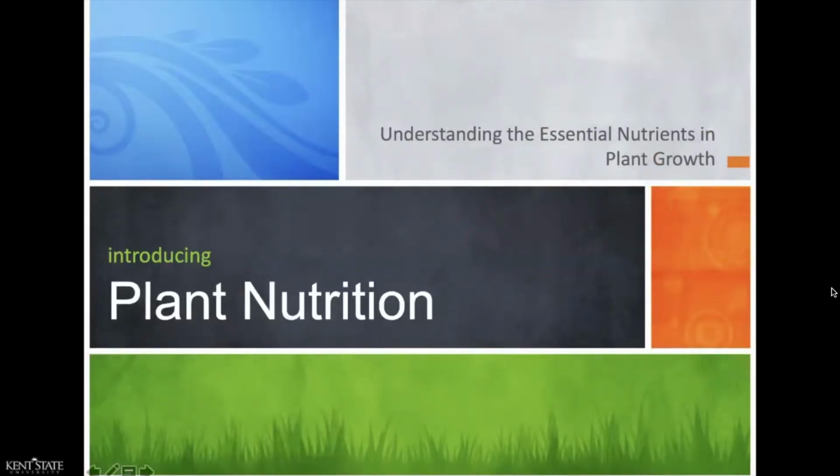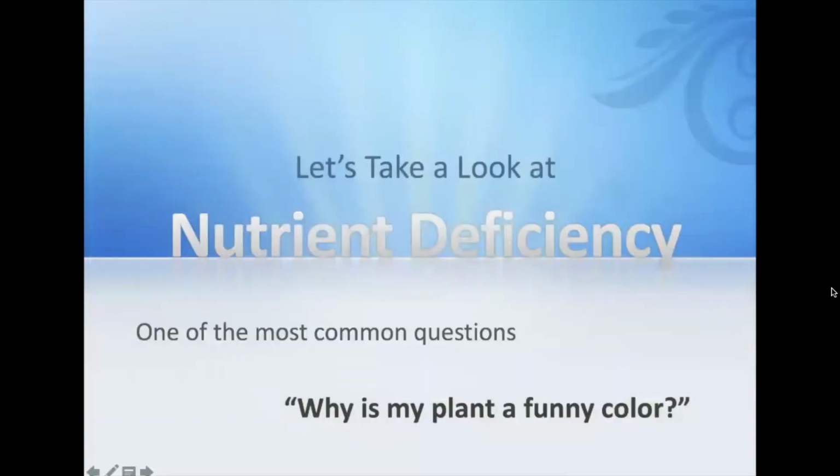Okay, in this lecture, we're going to be explaining and introducing plant nutrition and understanding the essential nutrients in plant growth. So, in our last lecture, we learned about the different nutrients and how they can be deficient or toxic depending on what pH the soil is.